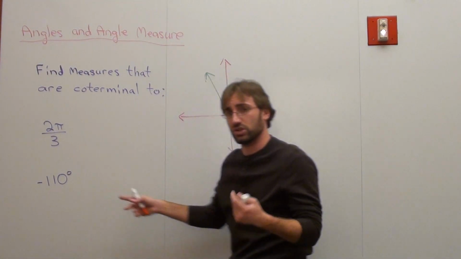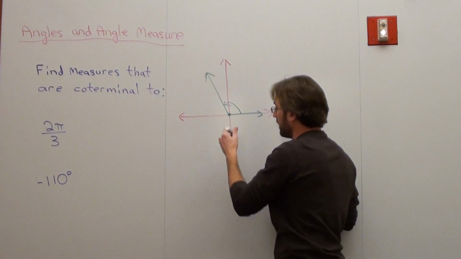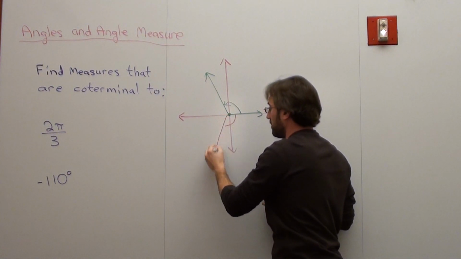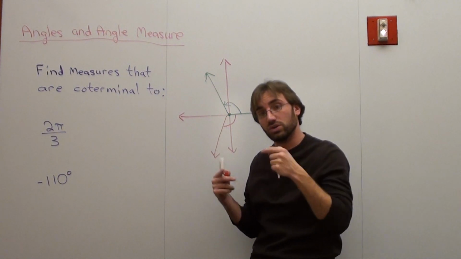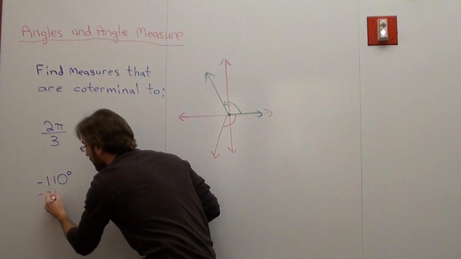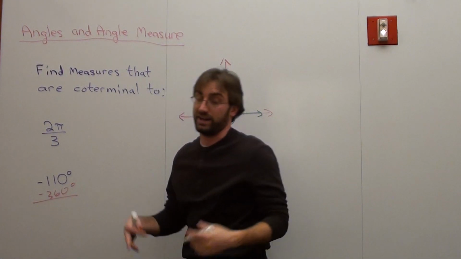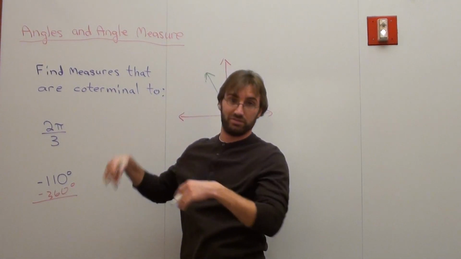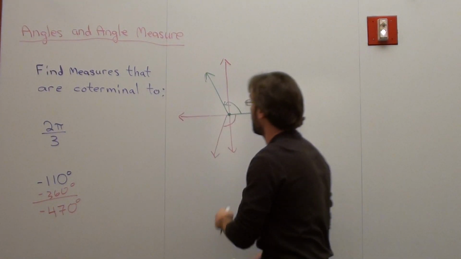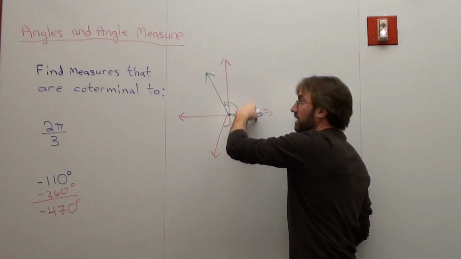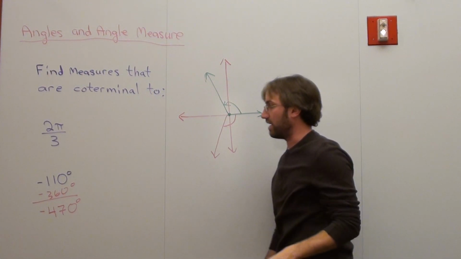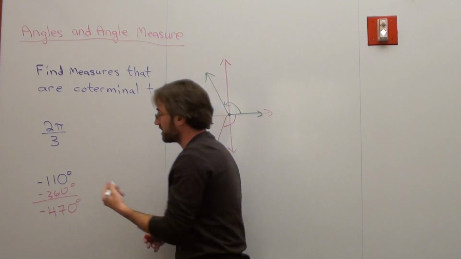If I want to find an angle that's coterminal with negative 110, so negative 110 would be probably right there. If I want to find something that's coterminal with it, I could subtract another 360 degrees, and I would get negative 470. Yeah, that's good. Negative 470 degrees. Now, instead of going the same way, clockwise, I could also go counterclockwise. So instead of subtracting 360, I could just add 360 to it.